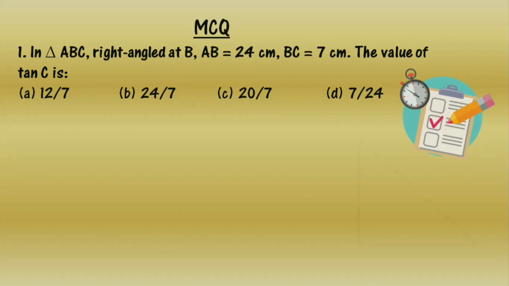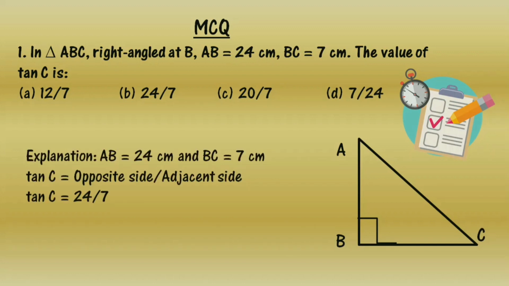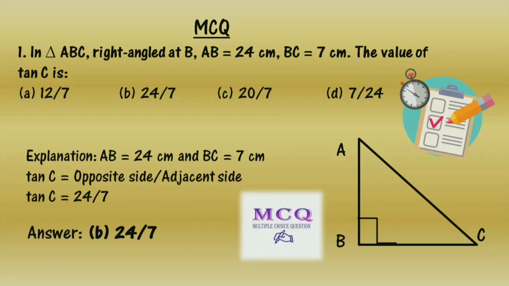According to the question, triangle ABC is right angled at B, and you have to find the value of tan C. Consider angle C: AB equal to 24 cm is the opposite side, and BC is 7 cm, the adjacent side. The definition of tan is opposite side by adjacent side. So directly substitute the values, then we will get the answer: 24 by 7. So the correct option is option B, 24 by 7.